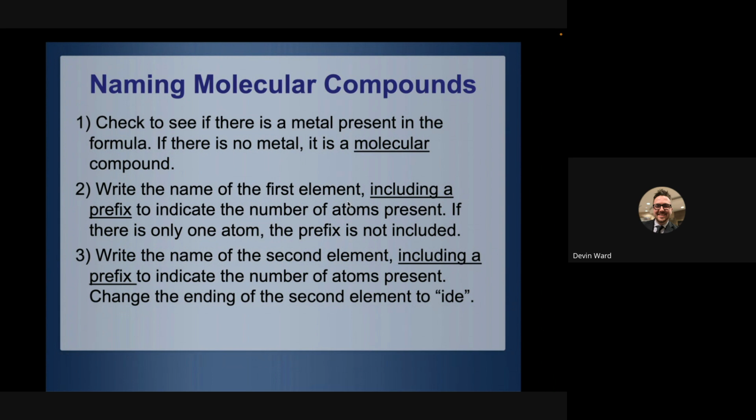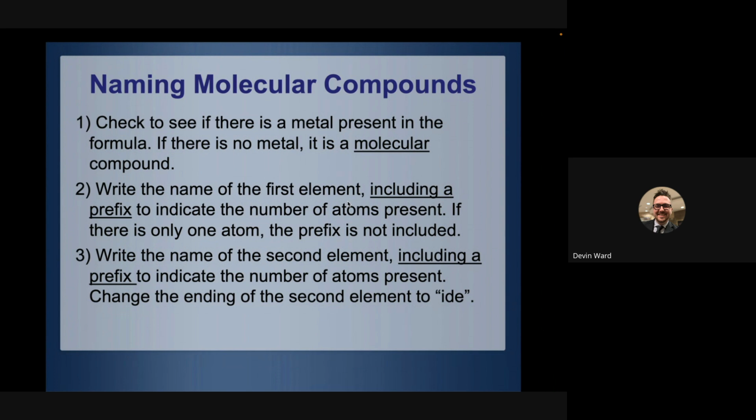So let's look at the first one. P, remember, is phosphorus, and I have 2 phosphorus atoms. And 2, the prefix, remember, is di. So diphosphorus. Now I have O, which is oxygen, and I have 5 oxygen atoms. And 5, like a pentagon, is penta.